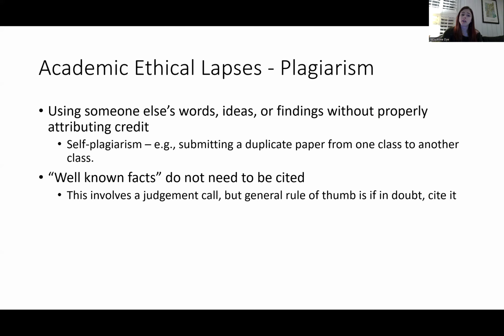It's also tricky because things that are referred to as well-known facts do not need to be cited. So this requires a judgment call of what is a well-known fact. It requires us to really think about what kind of audience is going to read our paper and what would be something that they might know versus something that they might not know as common knowledge. And a general good rule of thumb is if you're in doubt about whether something is common knowledge, just give it a citation, just cite it from the source that you found the information.